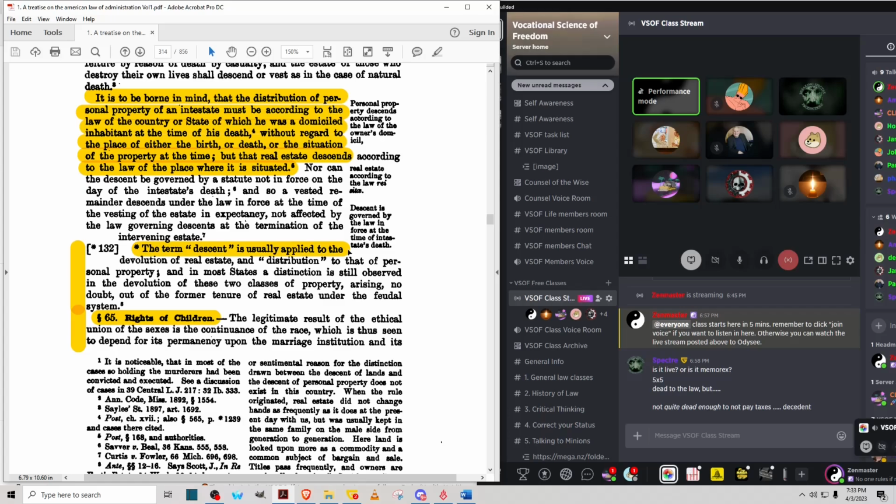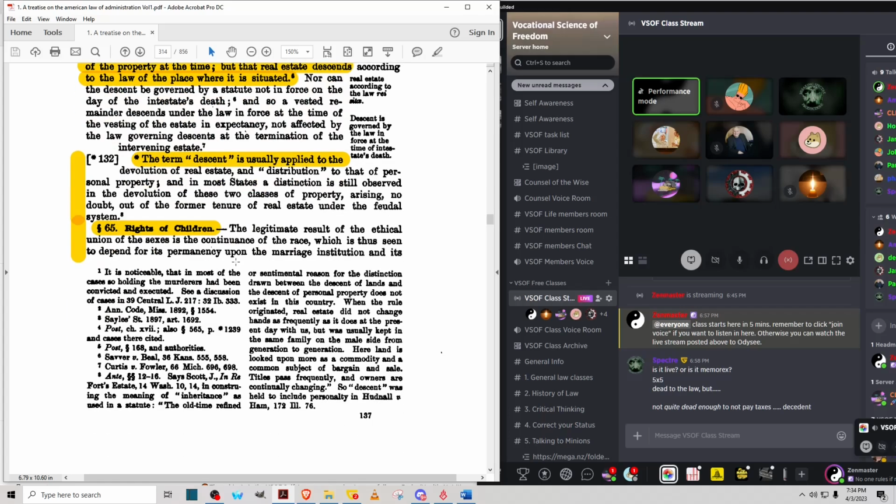So when we come forward and we're demanding our entire gross estate, we're demanding both of these things: what lawfully shall descend to us and what is lawful as per distribution to us as well, right? Okay. And in most states, a distribution is still observed in the devolution of these two classes of property, arising, no doubt, from the former tenure of real estate under the feudal system. Right, because what are they trying to do? They want their feudal system back, right? So they're still keeping these things in full force and effect.